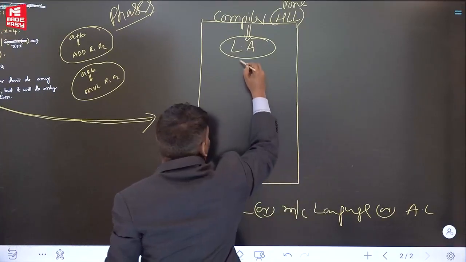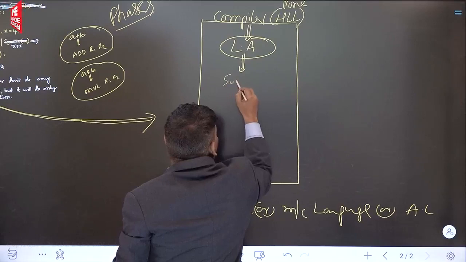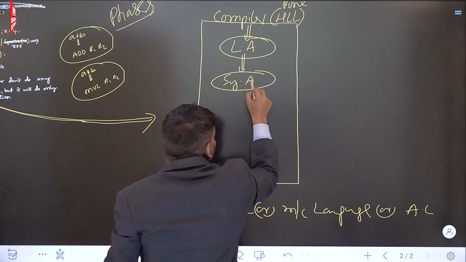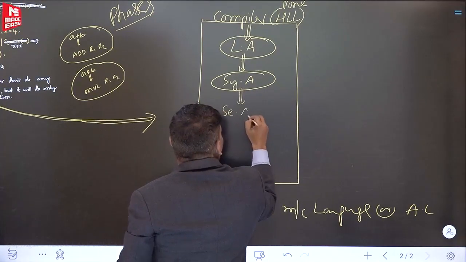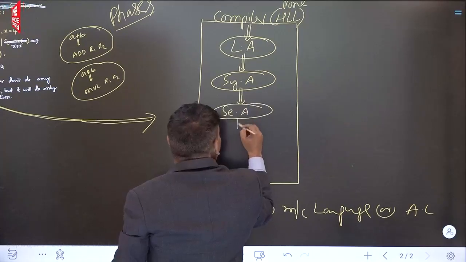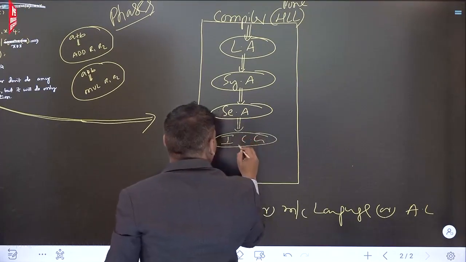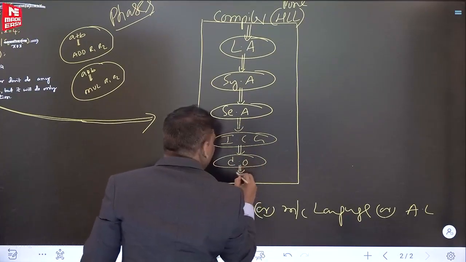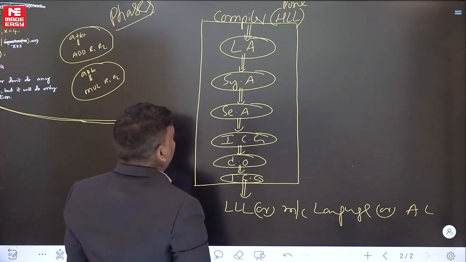Some people are asking, after the lexical analyzer is over, what is the next phase of the compiler? Syntax analyzer. Afterwards, I will write it clearly. Syntax analyzer is the next one. Semantic analyzer. Next one, intermediate code generator. Next one, code optimization. Next one, target code generator. It is the last one.